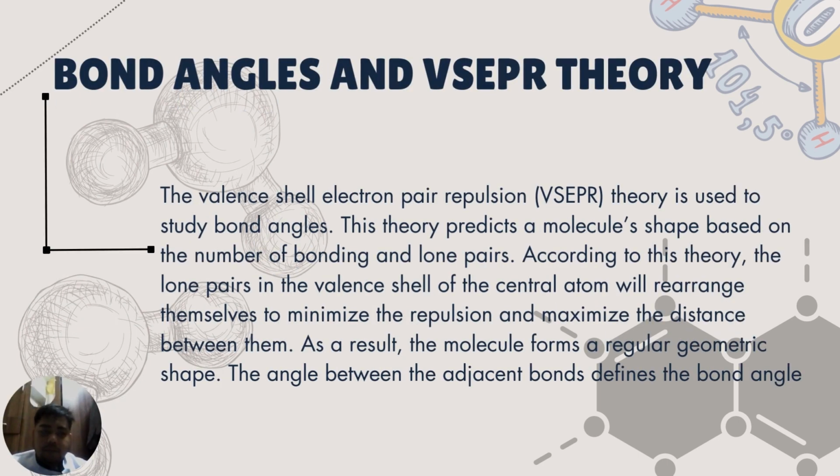Bond angles and VSEPR theory. The VSEPR theory, or the valence shell electron pair repulsion theory, is used to study the bond angles. The angle between the adjacent bonds defines the bond angle. According to this theory, the electron pairs in the valence shell of the central atom will arrange themselves to minimize the repulsion and maximize the distance between them. As a result of this, the molecules will form a regular geometric shape.